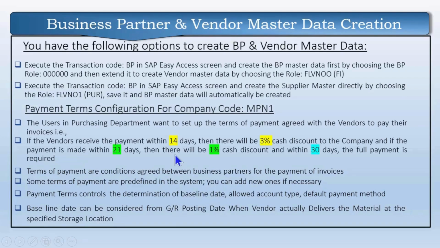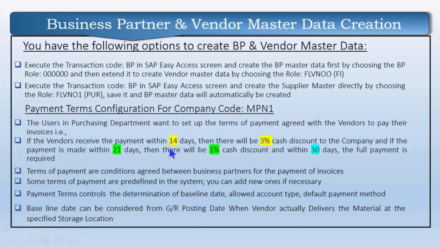Users, if it is taking 14 days, from which date? That's the question. 14 days from the date of goods received. So the baseline date will be the moment the goods are received, delivered by the vendor at the warehouse, and then there will be a data entry in the system. The users will do the posting at the warehouse or the storage location. There will be a posting, and that posting date will be the baseline date.